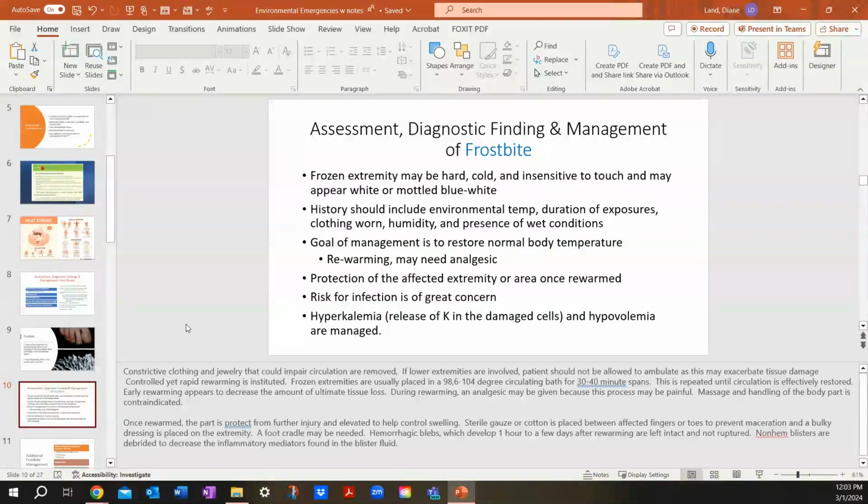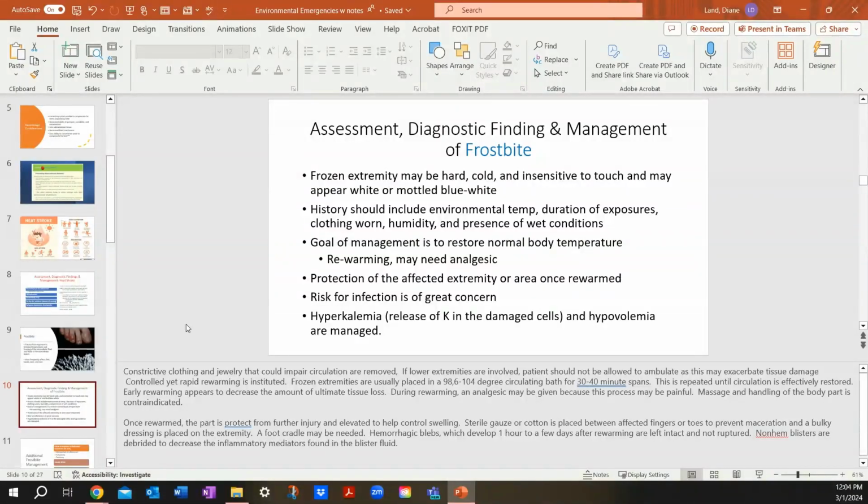Early rewarming appears to decrease the amount of ultimate tissue loss. During rewarming, an analgesic is given because it's going to be painful. Now, massaging and handling of the body part is contraindicated because we don't want to blow a clot. Okay. Once rewarmed, the part is protected from further injury and elevated to help control swelling. Sterile gauze or cotton is placed between the affected fingers or toes to prevent maceration, and a bulky dressing is placed on the extremity. A foot cradle may be needed.